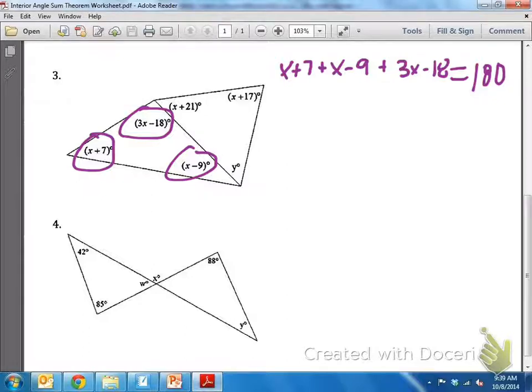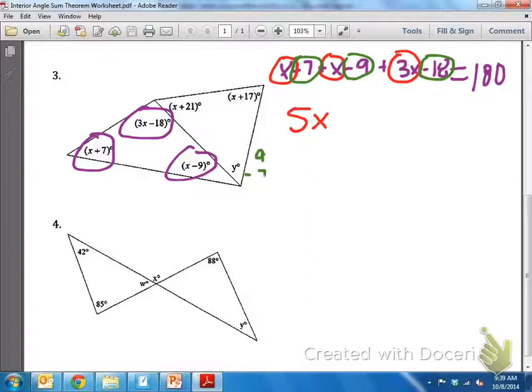So I have x, x, and 3x. Adding those together, they're invisible ones in front of x, so 1 plus 1 plus 3 is 5x. And then we have our numbers, positive 7, negative 9, and negative 18. I'm just going to pick two of them and then work from there. So I have positive 7 minus 9. They're different signs, so I'm going to subtract 9 minus 7, which gives me 2, but remember 9 was negative, and that's the bigger number, so it's negative 2.